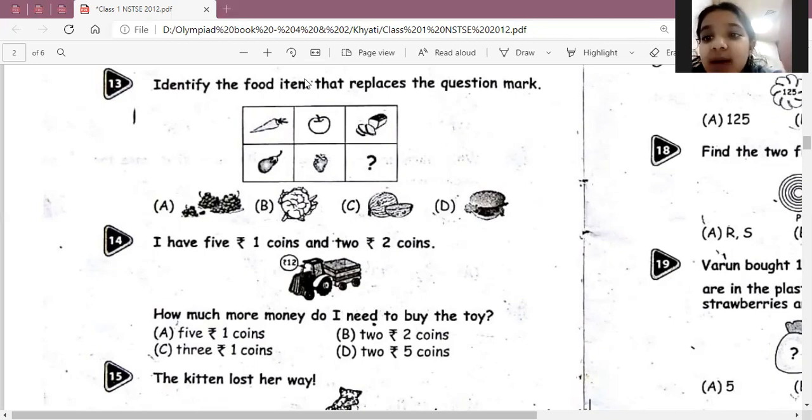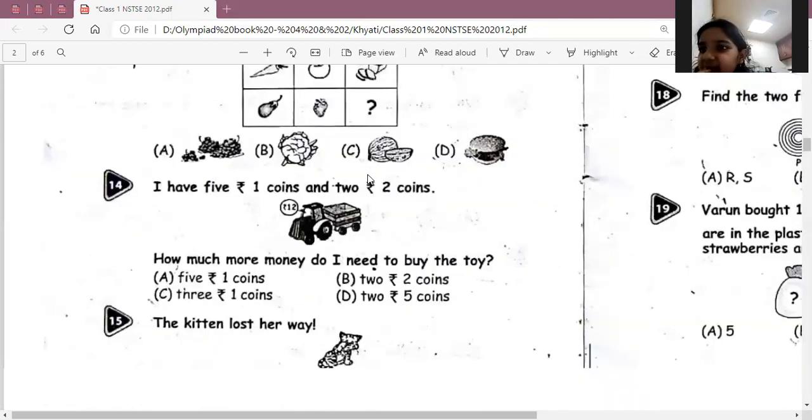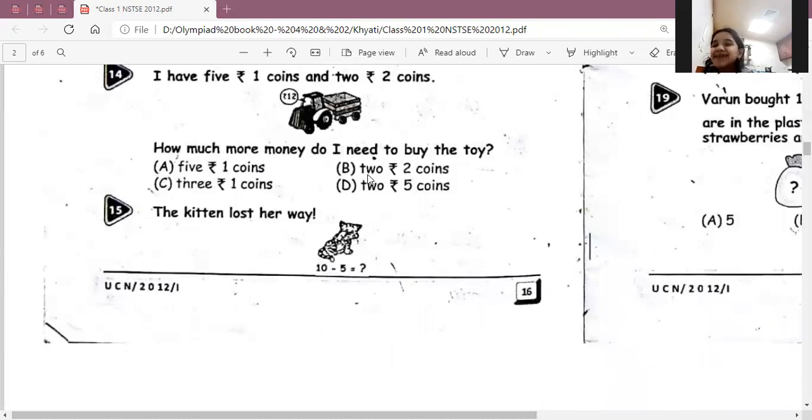Ma'am, see the watermelon, this is the cauliflower, this is the grapes. So category of food item replace the question mark. Carrot, brinjal, apple and strawberry, then bread, and next one is D. Yeah. A hamburger. Yes, bigger.